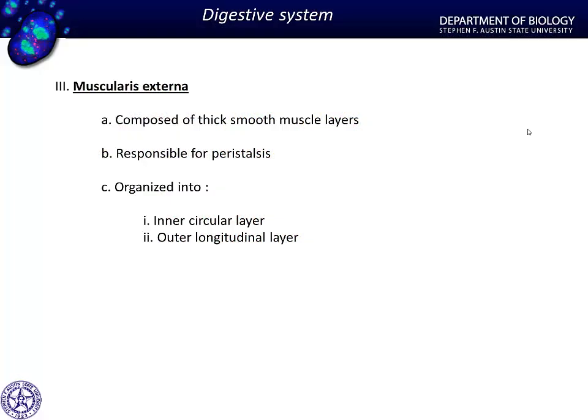Now the third layer is our muscularis externa. This is extremely thick smooth muscle. What we're going to find is the inner portion is circularly arranged, so it's going to constrict the lumen. And the outer layer is going to be longitudinal, and when it contracts, it's going to bring the regions closer together. Both of these are going to function in the process that we know of as peristalsis.